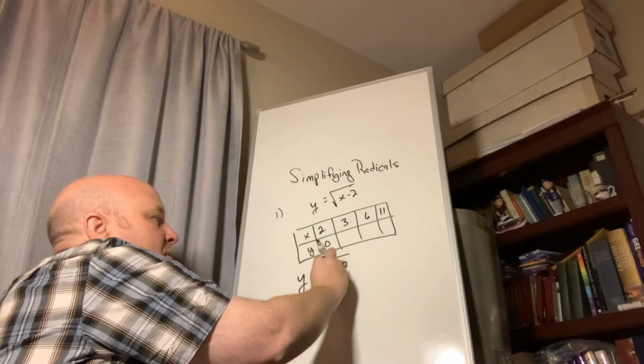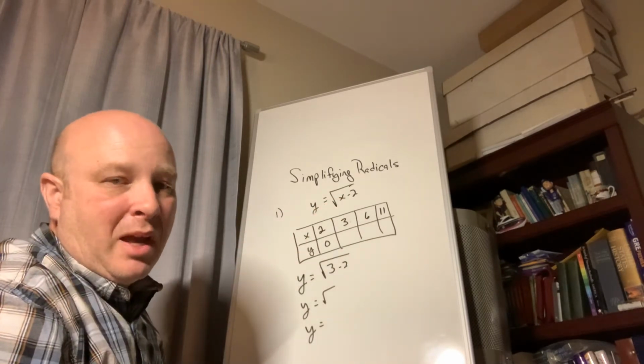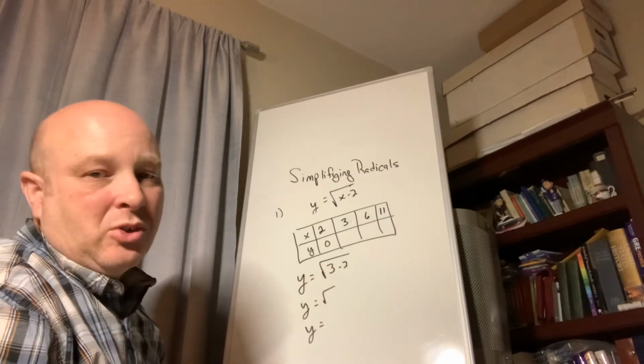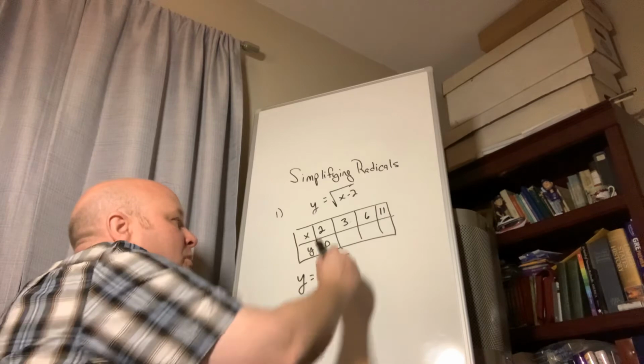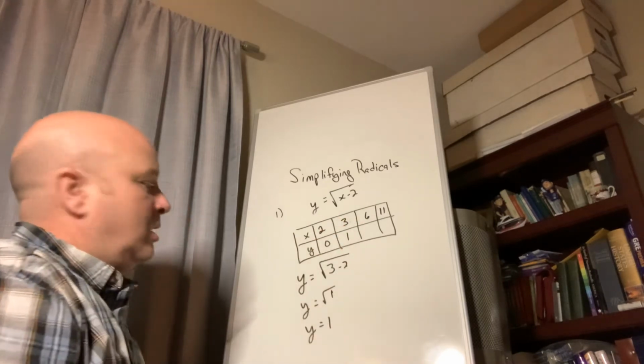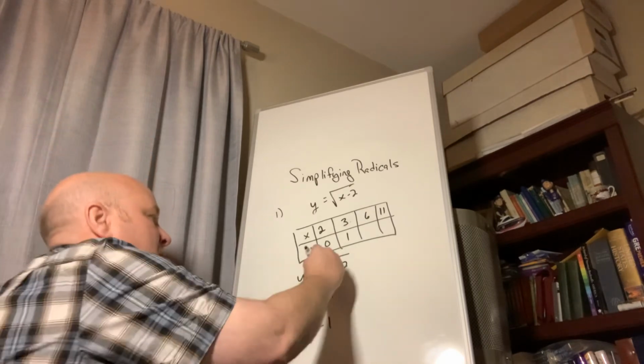I'm going to say that x equals 3. So I'm going to plug in 3 for my x. So therefore y equals the square root of 3 minus 2, or the square root of 1, or y equals 1. All right, for the next one, I'm going to choose the number 6.